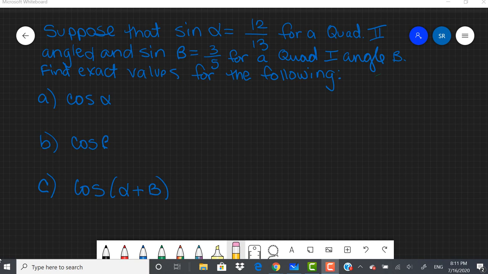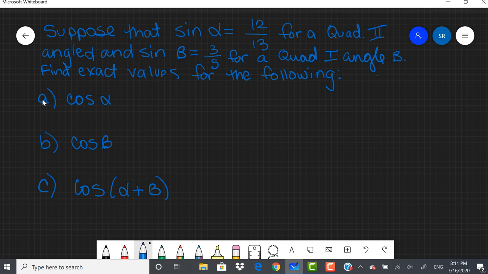We're going to find exact values for the following: cosine alpha, cosine beta (it looks like it got erased a little bit), and cosine alpha plus beta. Then we're going to find sine alpha plus beta, which is a little bit further down because we need some room for C and D.